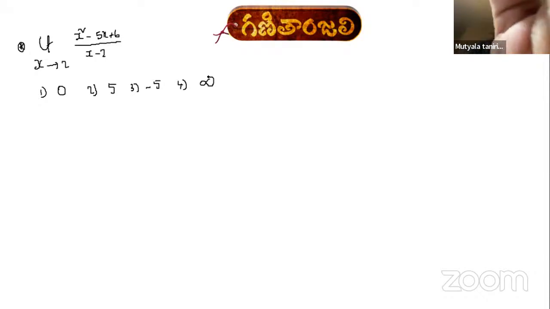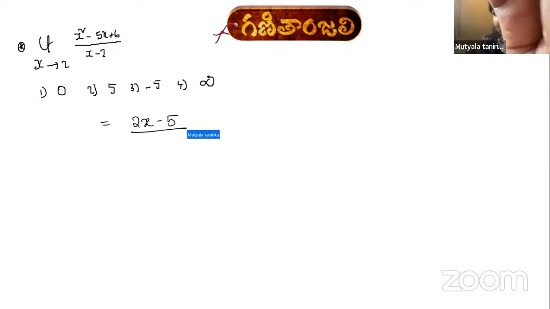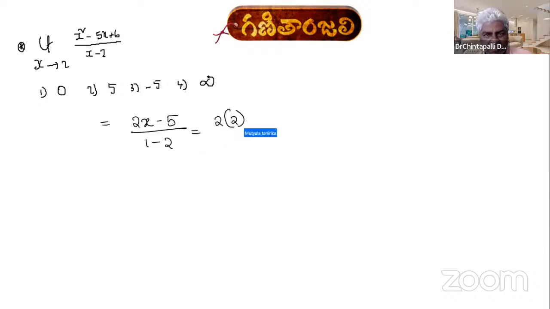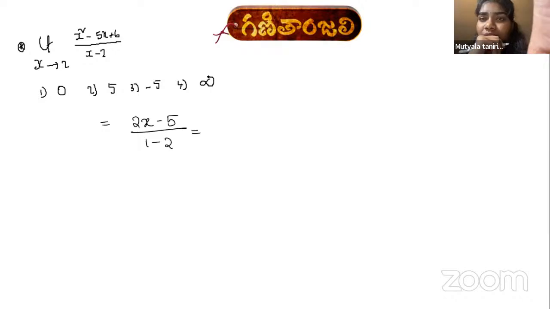The derivative of x square is 2x. And the derivative of x equals 1. So it's going to be 5 over 1 minus 2. That's going to be 2 times 2. No. Why is it 1 minus 2? You didn't differentiate the denominator. Derivative of numerator by derivative of denominator. What is the derivative of the denominator? It's 1 minus 2, no, sir.